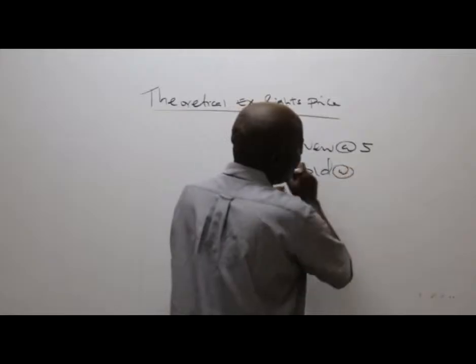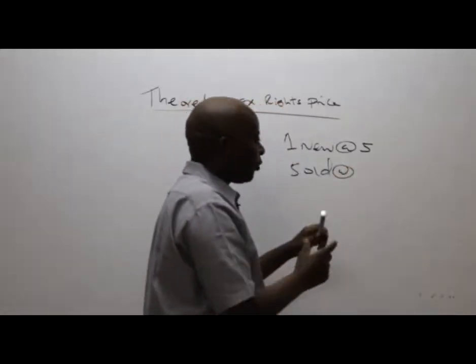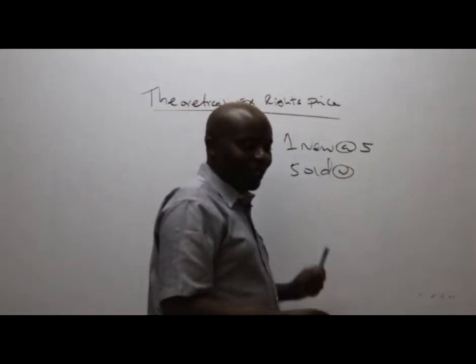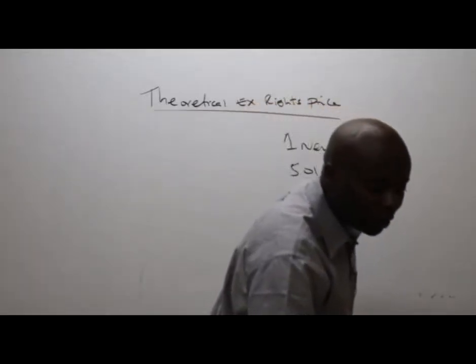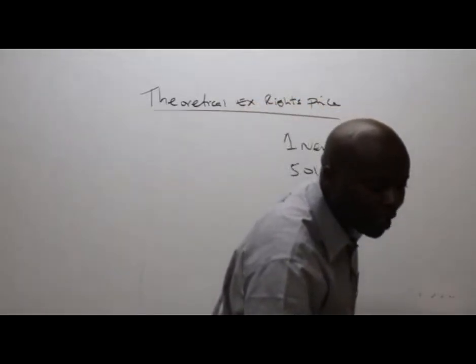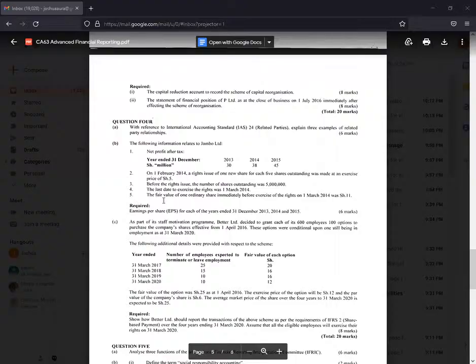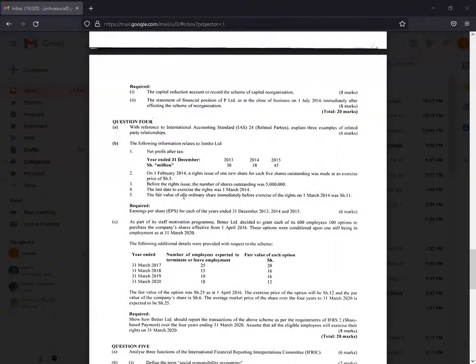And then the old shares, they'll tell you the price of these old shares. What do we have over here? They have told us in note number 5, the fair value of 1 ordinary share immediately before the exercise of the rights on 1st March 2014 was 11. So this is the price of the old shares before the rights. In this case here it was 11.